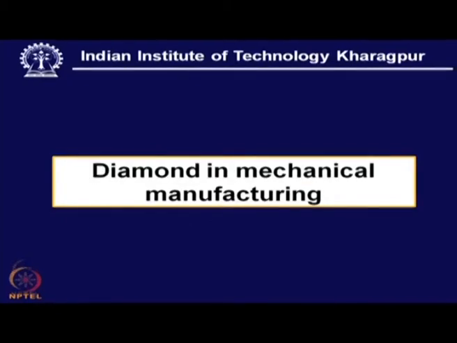Now, let us have a look at the application of diamond in mechanical manufacturing. This is actually grinding and machining of mostly non-ferrous materials and also ceramic, plastic, composite. This is the domain where diamond has an edge over any other tool material or abrasive material.